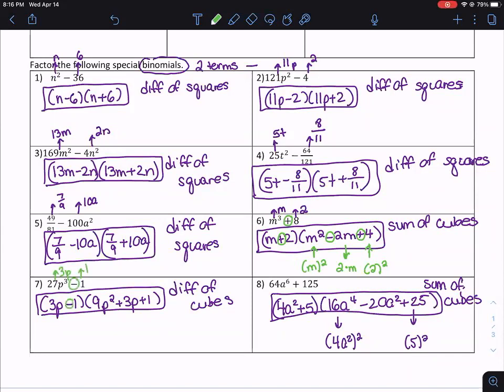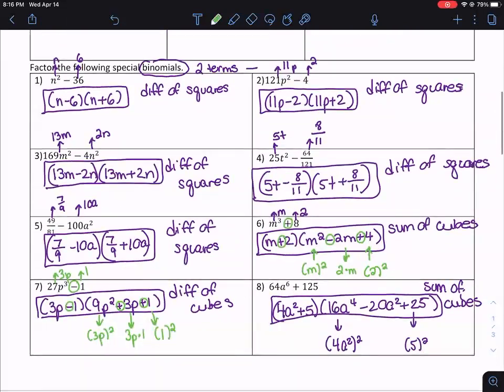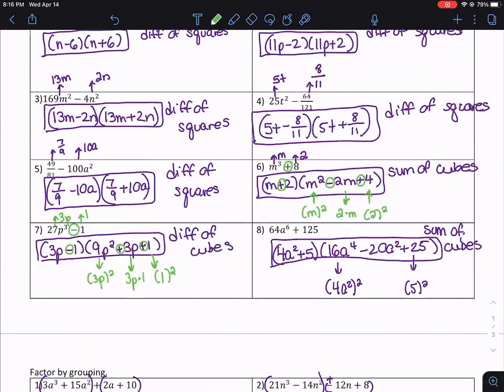Start with a minus. So we go minus, then plus, and then we always end in plus. The binomial gets the 3p and the 1. So this is 3p squared. This is their product, 3p times 1. And then this is 1 squared. Oops, sorry. And finally, for the last one, this is going to be 4a to the second.